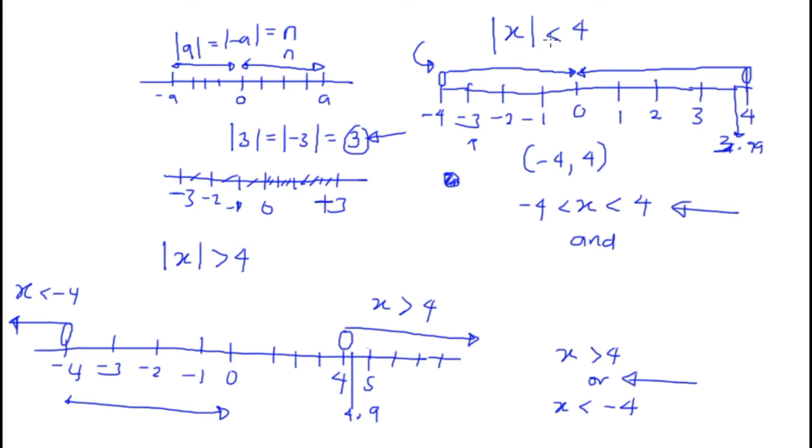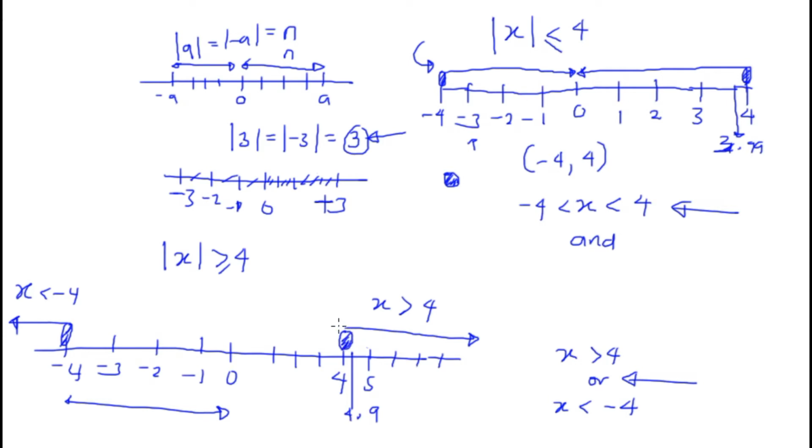Let's say there is an equal to. Let's say you have the absolute value of x is less than or equal to 4. You just need to shade this. What that means is that 4 is also part of it: 4 is included and -4 is included. The same thing here. It means that -4 is included and 4 is included.